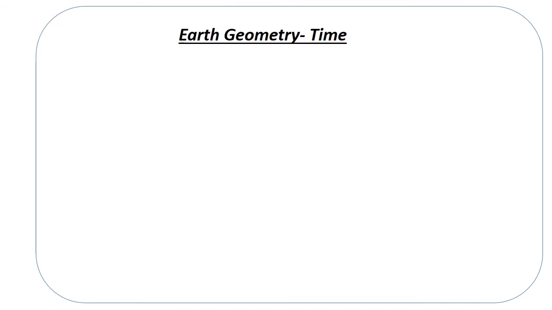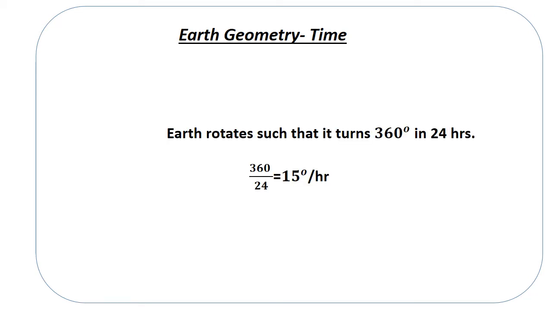Next we look at time. Time is all about being able to calculate time on different parts of the earth. The earth rotates such that it turns 360 degrees in 24 hours. When we divide 360 by 24, we discover that 15 degrees of movement on the earth is equal to 1 hour. So if a point has rotated by 15 degrees, it means it has moved for 1 hour.